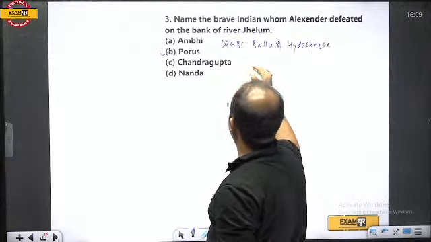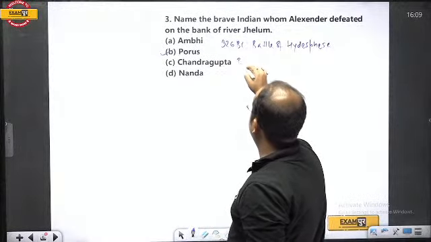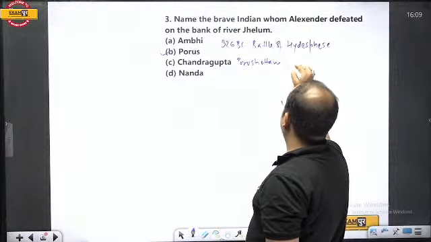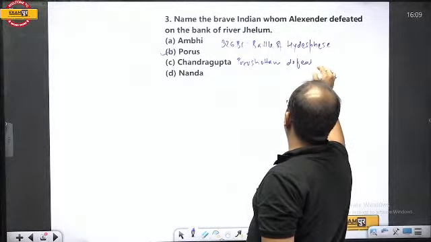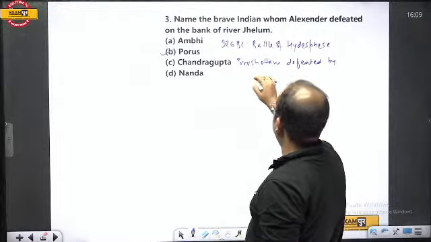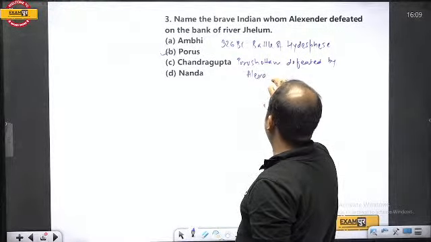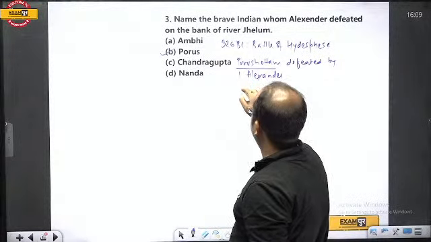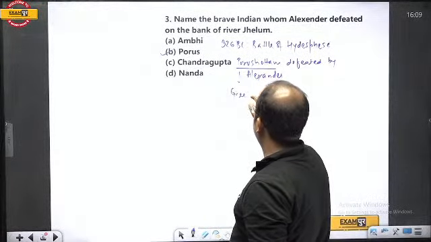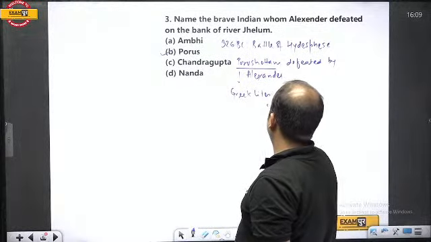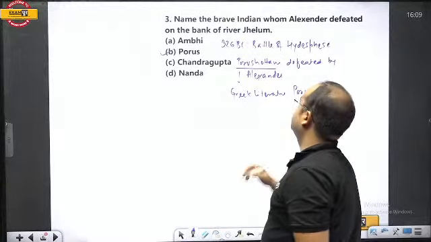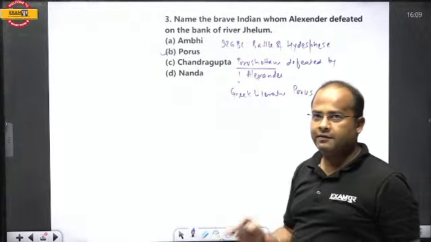Battle of Hydaspes, in which Purushottam was defeated by Alexander. And Purushottam in Greek literature is referred to as Porus, guys.